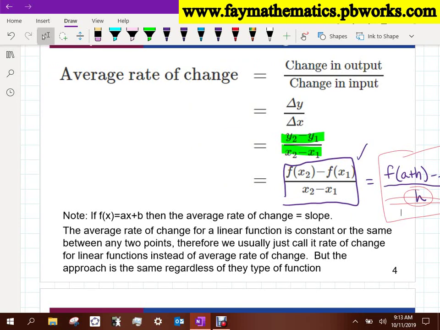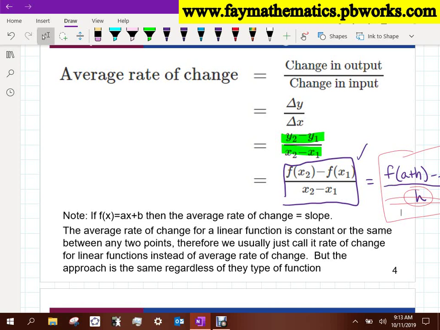Okay. Now here it's just a vocabulary thing that we do. The average rate of change for a linear function is constant or the same all the time, right? We know that. That's kind of the first thing that you learned in Algebra 1 when you dealt with slope. It's always the same between any 2 points you choose, okay? So because of that, we usually don't call it the average rate of change for a line.